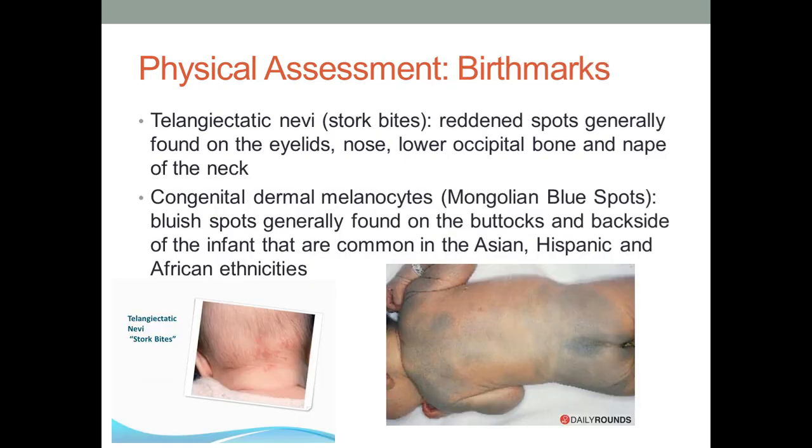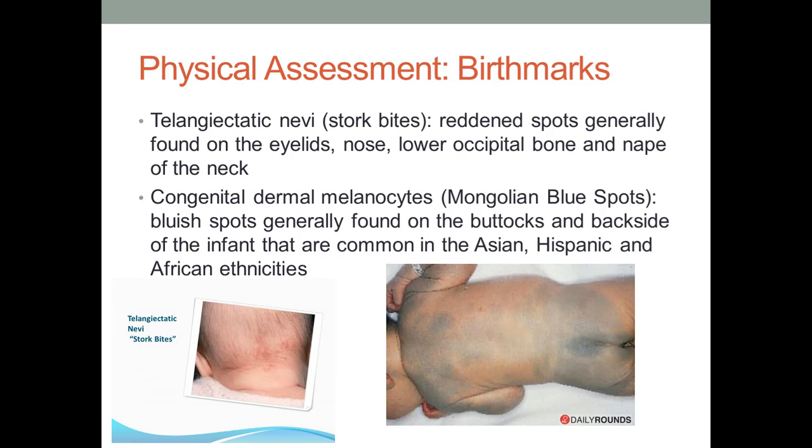Stork bites. Telangiectatic nevi. I just slaughtered that name, of course. So we'll just call them stork bites, but know the other name, telangiectatic nevi. Basically, these are red spots either on the nape of the neck, the lower occipital bone, on their nose, and eyelids. Most commonly found on the eyelids and the nape of the neck.